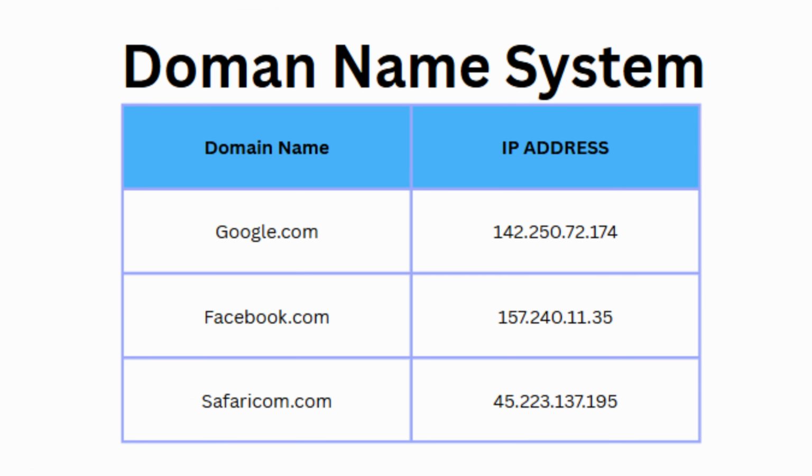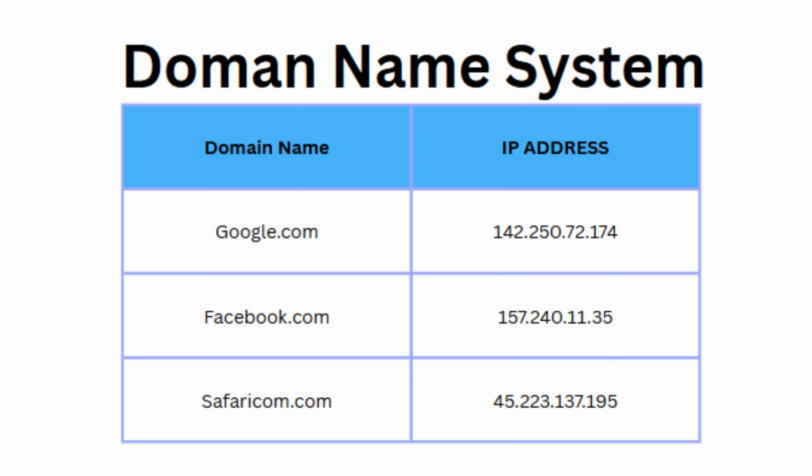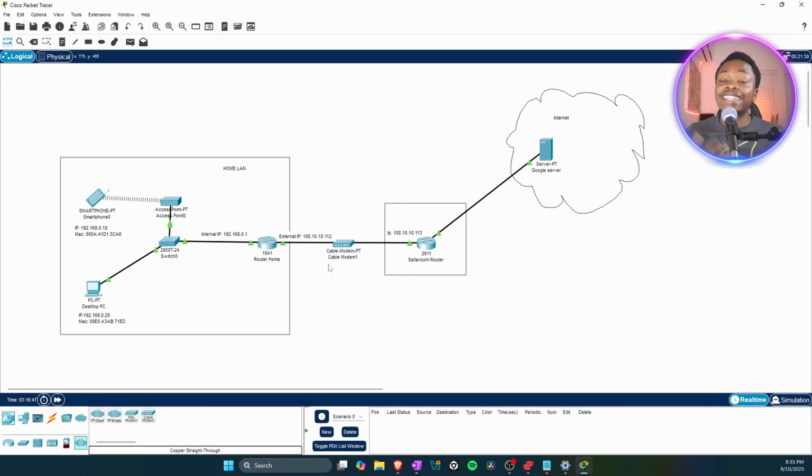And domain name system is just like a phone book that allows you to correlate or translate domain names such as google.com, facebook.com to IP addresses. And just like that, that's how packets are able to travel from your computer to the internet and back.